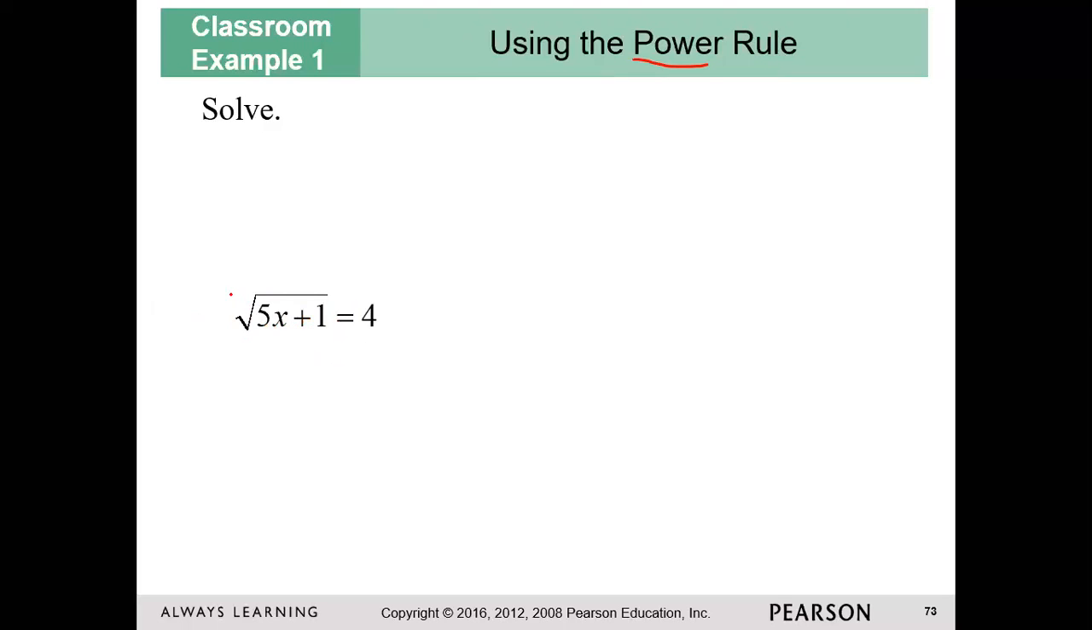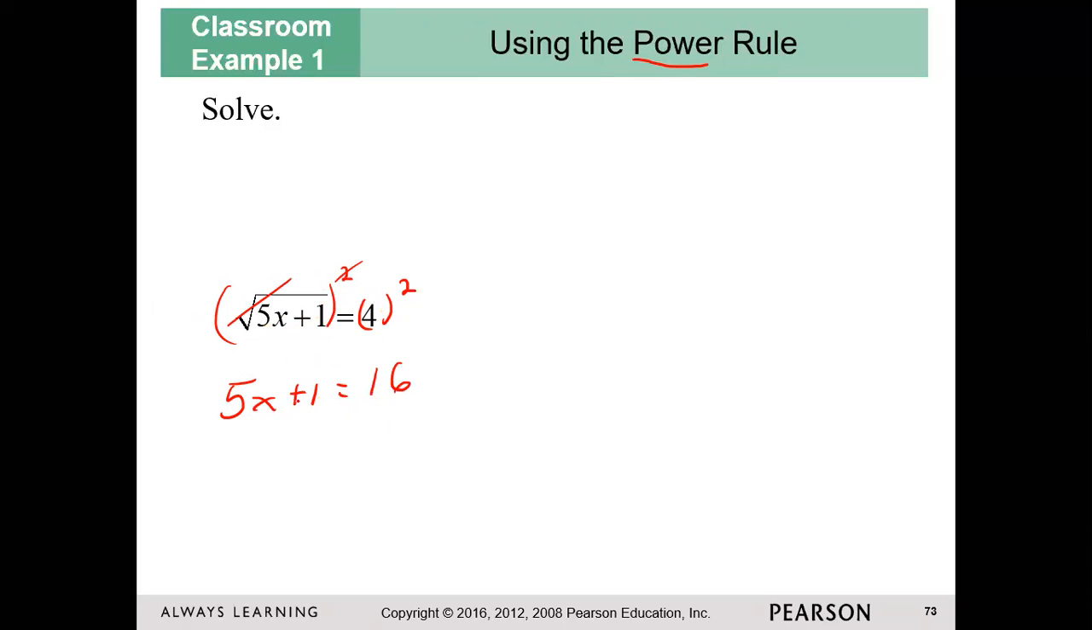So let's go ahead and square both sides. So we're going to square this, and we are going to square that. So again, that will do a great job for us because it gets rid of the square root. These cancel each other out and leaves us with just 5x plus 1 equals 16.